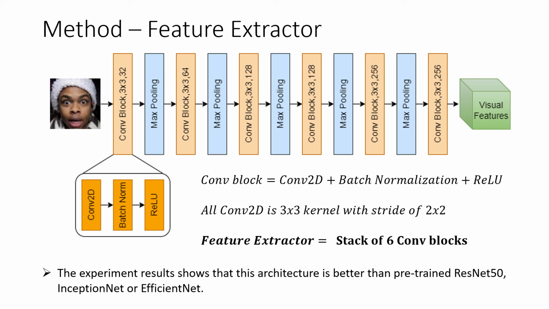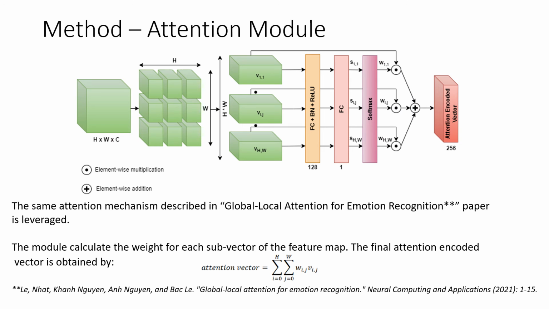For the attention module, we leverage the same attention mechanism described in the global-local attention for emotion recognition paper. First, the feature map with the shape of H, W, and C will be divided into a set of H times W element-wise subvectors. Notice that each subvector has C elements, and the figure illustrates this process.